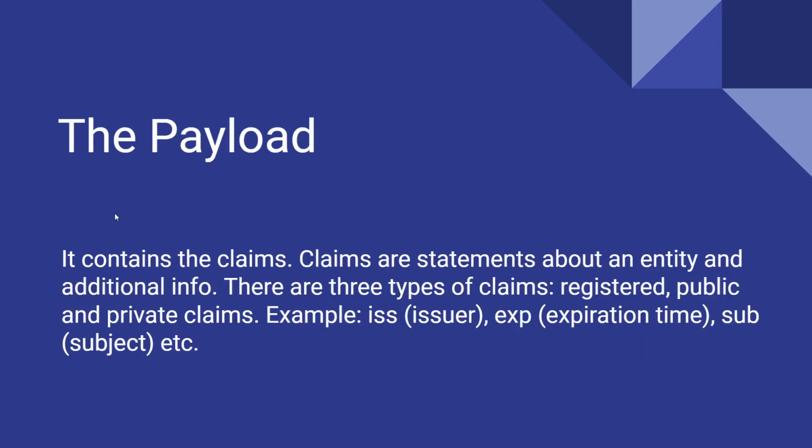The payload contains the claims, and the claims are statements about an entity and additional info. There are three types of claims: registered, public and private claims. For example, you can see here iss, which is the issuer, exp, which is the expiration time, and sub, which is the subject, etc.